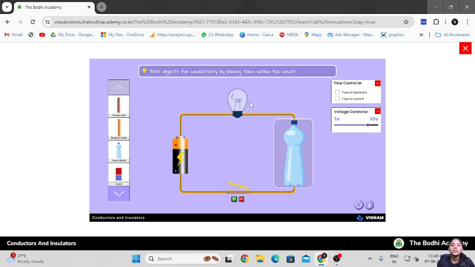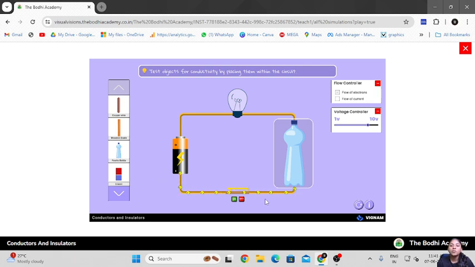Now here is a circuit diagram. So we have a battery, a bulb, there is a switch over here, and here we will place the objects to test if they are conducting the electricity or if they are resisting it. So the first one that we have here is a plastic bottle. So let us turn on the switch and see if the bulb will glow.